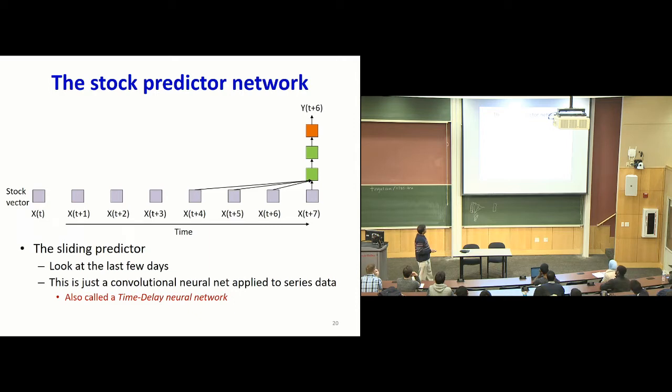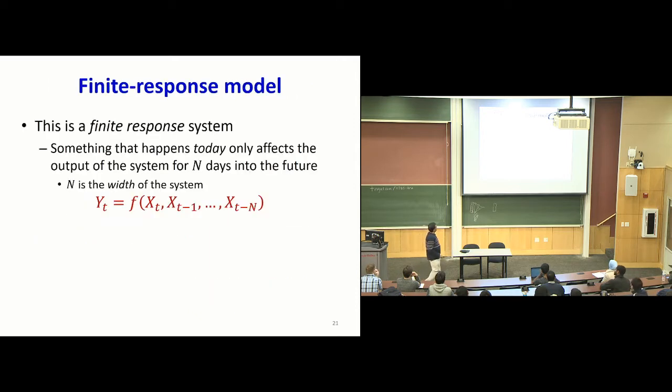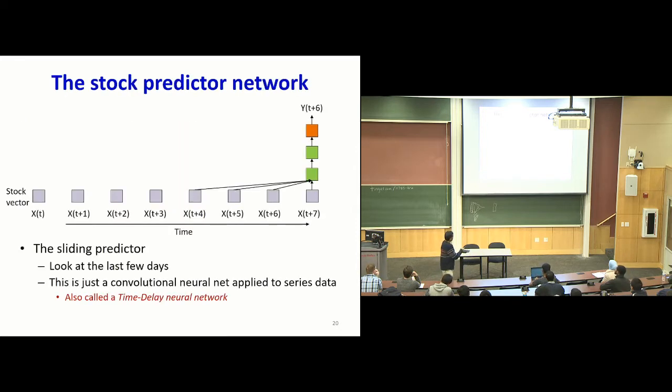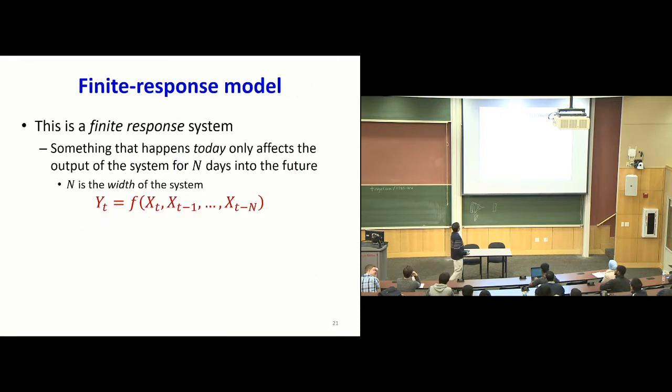So this has an issue, right? This is a finite response system. What do I mean by a finite response system? Something that happens today is only going to affect the output for a few days into the future. So something that happens today only affects the output of the system for some n days into the future. In other words, the prediction at any time t is going to be a function of the inputs at t minus 1, t minus 2, all the way until t minus n. And then if you go one step beyond, those inputs no longer affect the output.